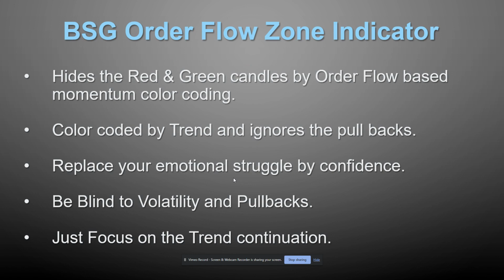Since all the algorithm is built in to find the trend based on the order flow, we color code every single candle based on those trends. So that means you won't see the regular red candle for a downtick and green candle for an uptick. Now you will see blue, yellow, and red: bullish, bearish, or choppy. It doesn't matter whether the price moves up or moves down. The color coding is purely based on the AutoFlow based momentum, so that'll hide everything in terms of volatility and pullbacks.